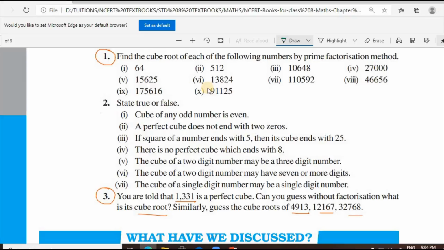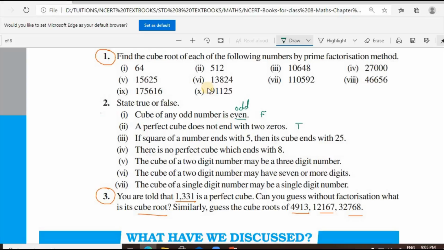First question: the cube of any odd number is even. Now let us take an odd number. 3 cube is 27. That's an odd number. 5 cube is 125. Odd number. So the answer is false, right? It's not an even number. It has to be an odd number. Next: a perfect cube does not end with 2 zeros. Have you seen 10 cube? 10 cube is 1000, 3 zeros, right? The answer is true. Next: if a square of a number ends with 5, then its cube ends with 25. Okay, let's check. Can the square end with 5?